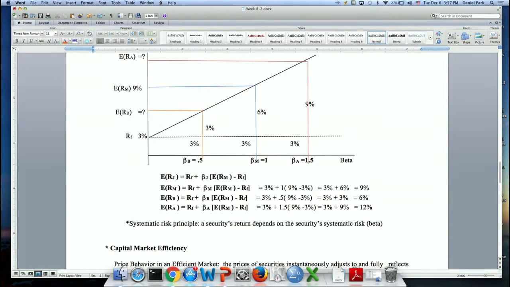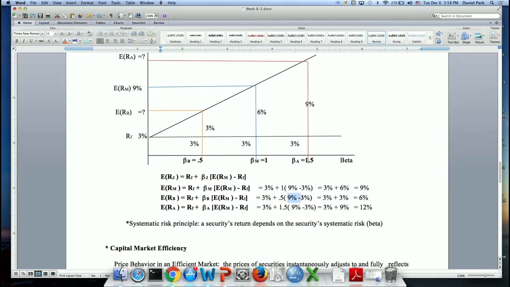Okay, ERM, market return, and that's risk-free, 3%. And market beta is 1, the formula. ERM minus RF, we have what? 6. 9 minus 3 is 6, right? Then 9% as the answer. For asset B, the smaller one, 3 plus beta B is 0.5.